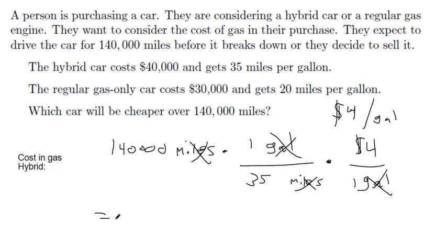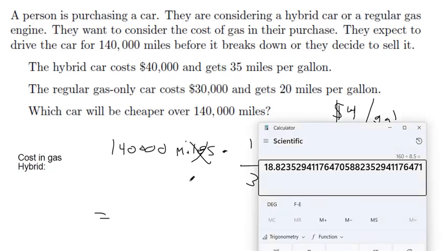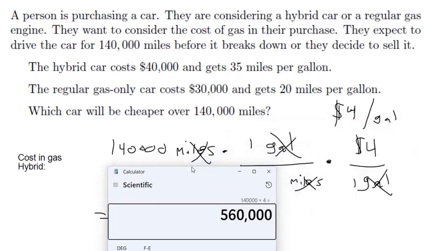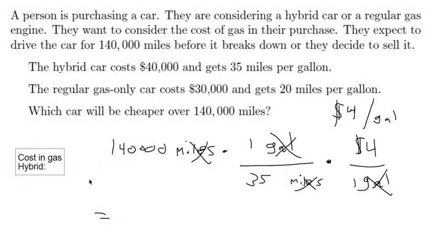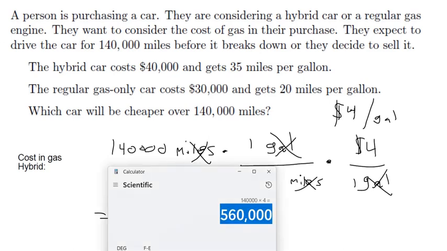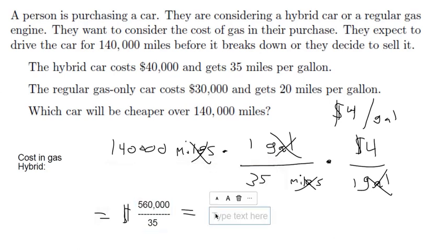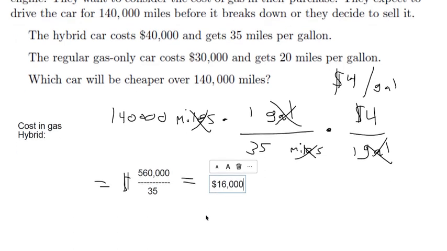We got dollars. So if you multiply straight across the top, we got 140,000 times 1 times 4. So that's 560,000 in the top. And in the bottom, looks like it's just 35. And this is in terms of dollars, because all the other units cross-canceled. So if we divide those two, in 140,000 miles, if we assume $4 a gallon, this car is going to be $16,000 in gas, the hybrid.